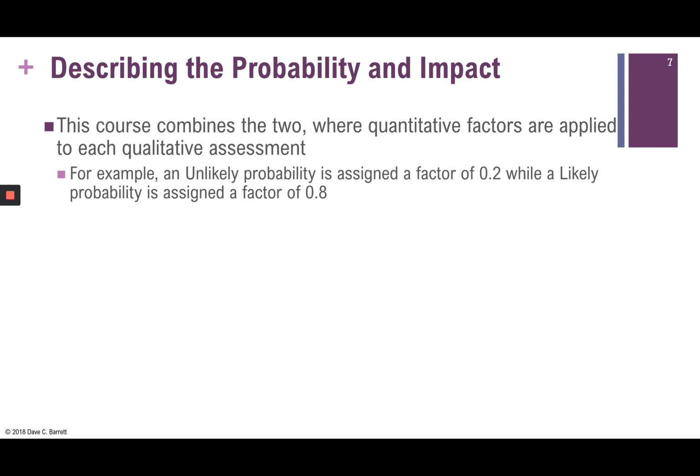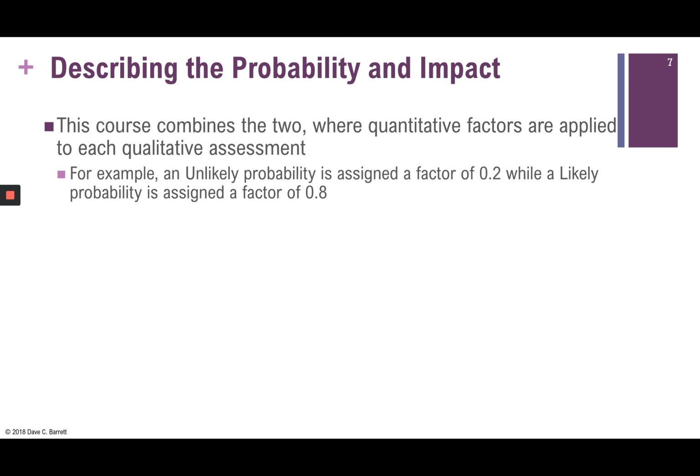For example, for probability, we say that the probability can be described as very likely, likely, or unlikely. So take a qualitative description and then convert that into a factor. For example, as indicated here, an unlikely probability. If we say something is unlikely, through the table on page 108, it's assigned a factor of 0.2, while a likely probability is assigned a factor of 0.8.